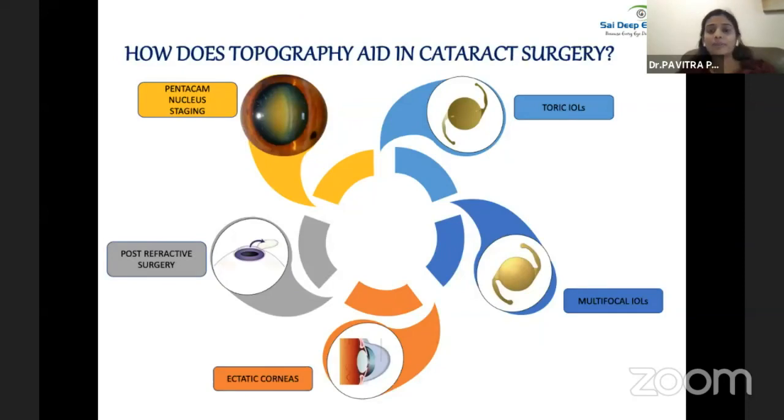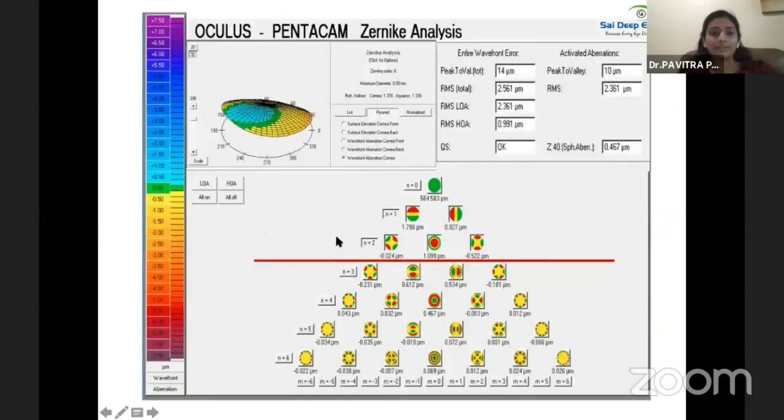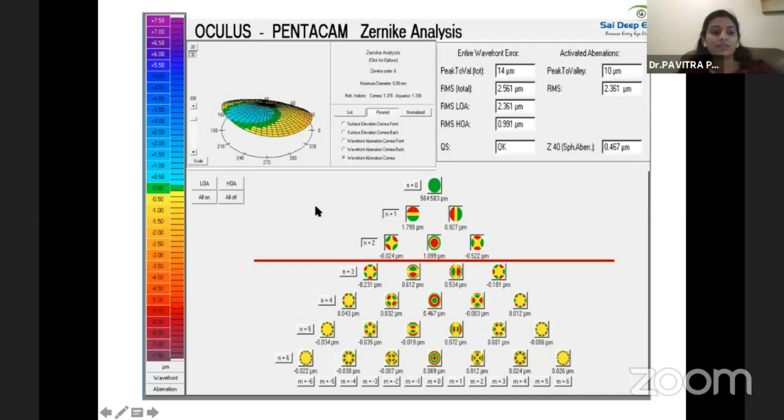So next we talk about planning of multifocal IOLs in normal as well as in post-refractive surgery patients. This is a post-LASIK patient who came for cataract surgery. Here on the axial scan, we see there is a slightly decentered ablation. Now here, this is a Zernike pyramid, which we again get on Pentacam.